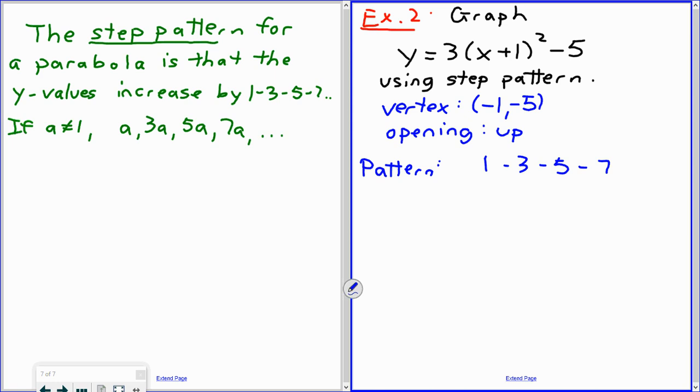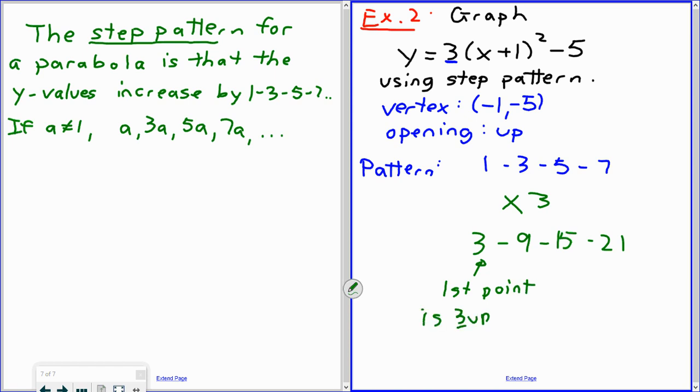Okay. Somebody help her? Yeah, go ahead. This is going to be your multiplier. So everything's going to be times 3. Okay, so it's going to be 3, 9, 15, 21. So what this means is your first point is 3 up, 1 over. Okay? So it's like a miniature slope, that's what it is.